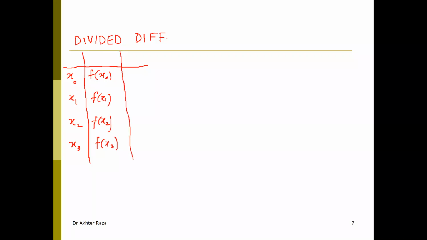One assumption is x1 minus x naught is not equal to x2 minus x1 is not equal to x3 minus x2, because arguments are unequally spaced whenever we are going to construct the divided differences. The first DD, first order divided difference. Instead of using the term delta, we use the term DD, divided differences.